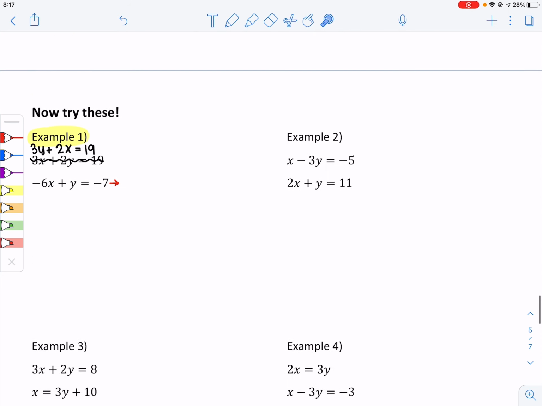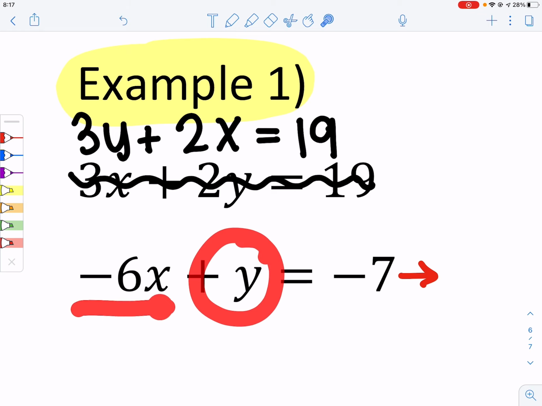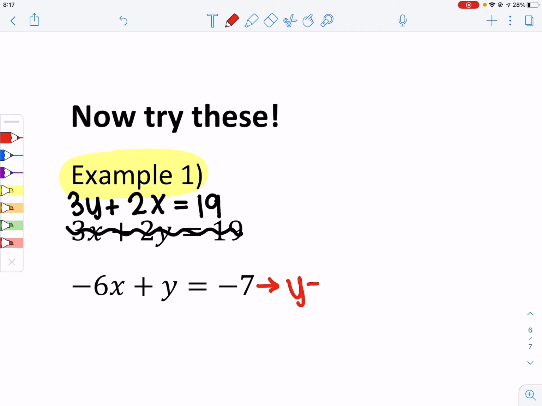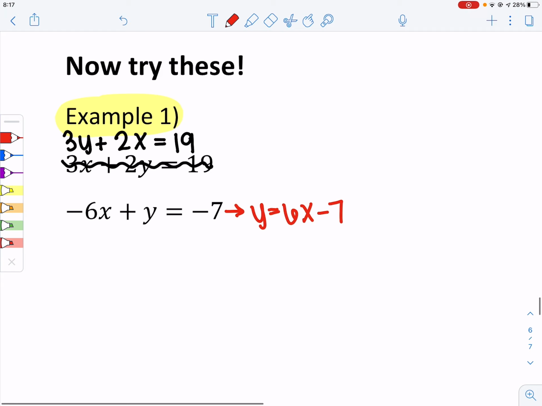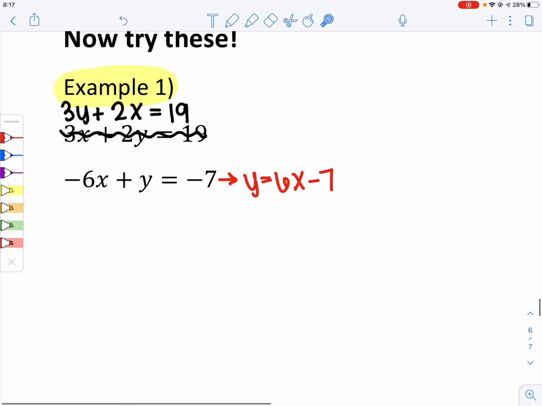All right, so in our example here, the variable that has 1 as a coefficient would be this one. So I'm going to get y by itself. In order to get y by itself, I need to take this negative 6x and put it on the other side. So I'm going to have y equals 6x minus 7. All right, go ahead and do your first step of taking what we solved for y, the 6x minus 7, and plugging it in for y right there. Once you do that, go ahead and solve for x. What do you get for x in this one?